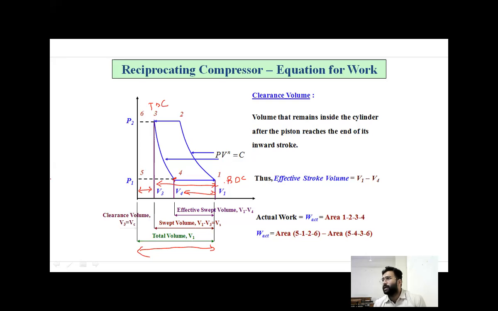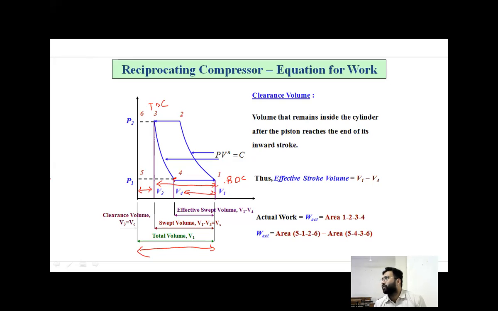Now here the question arises: sir, what is the effect of clearance volume? In the previous case we did the derivation without clearance volume. Now clearance volume has come. What will be the effect on indicated power? Will there be any difference in the power? So the answer is no. Okay, so this may be your MCQ question.